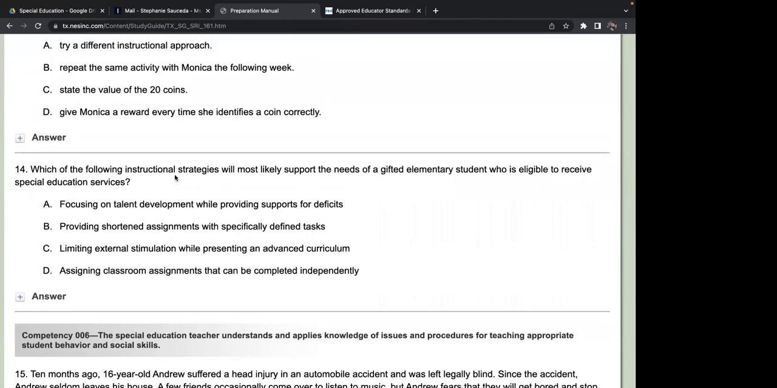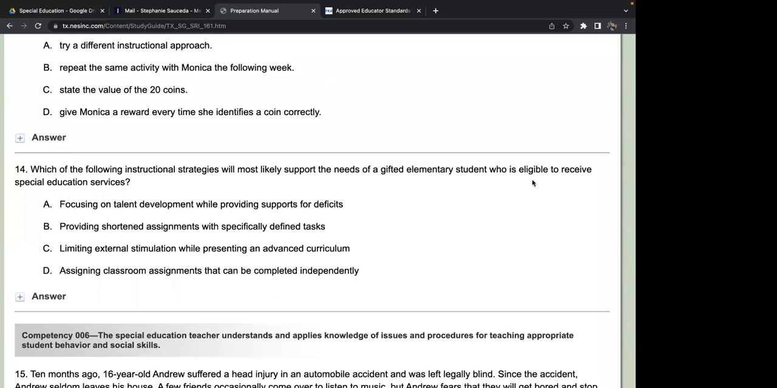Which of the following instructional strategies will most likely support the needs of a gifted elementary student who is eligible to receive special education services? So what is the question asking you in layman's terms? What's the goal here for the special ed teacher? If I were to put it in a sentence, I'd say the goal for the special ed teacher is the best instructional strategy to support the gifted elementary student, which would be the most.